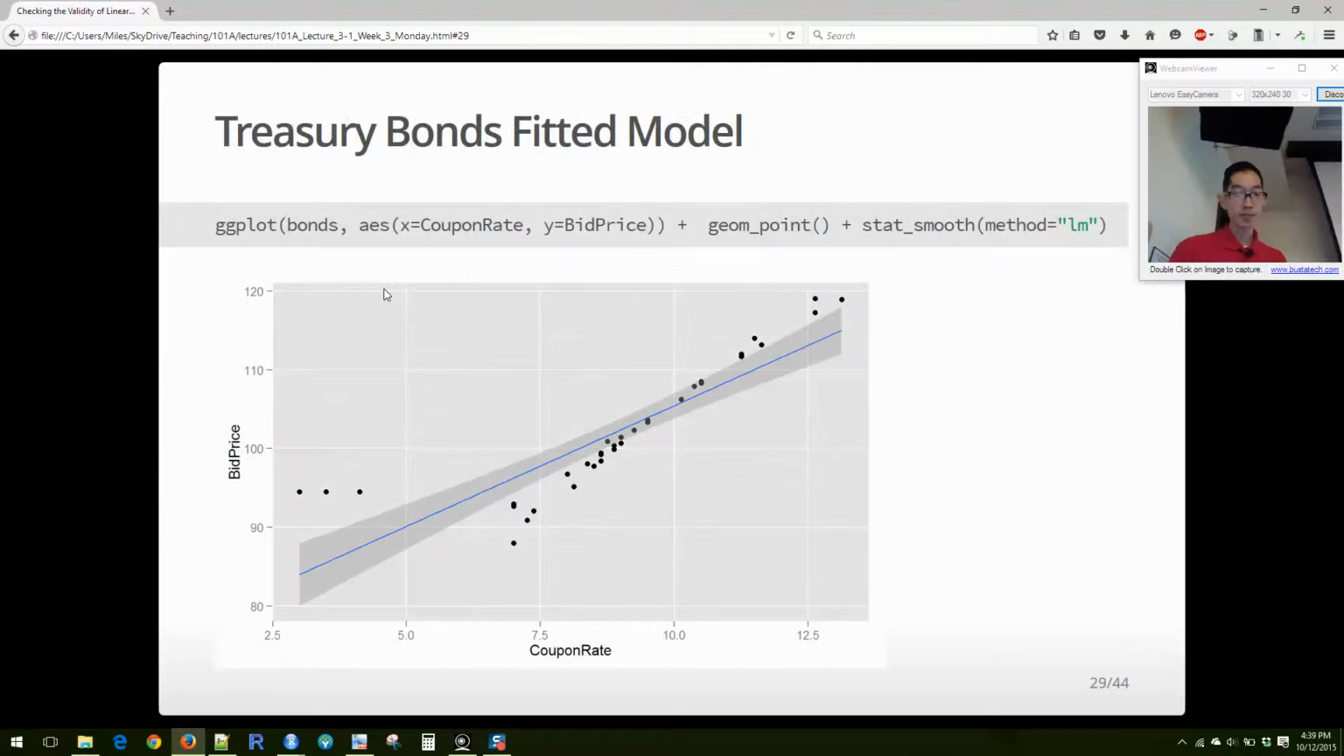This is what our data looks like, and we fit a model here. As the coupon rate goes up, the bid price goes up. But down here we've got coupon rates that are quite low, but the bid price seems unusually high. So what's going on there? When we fit a regression line, the blue line, we get this. This shaded area is the confidence interval for the mean regression line.